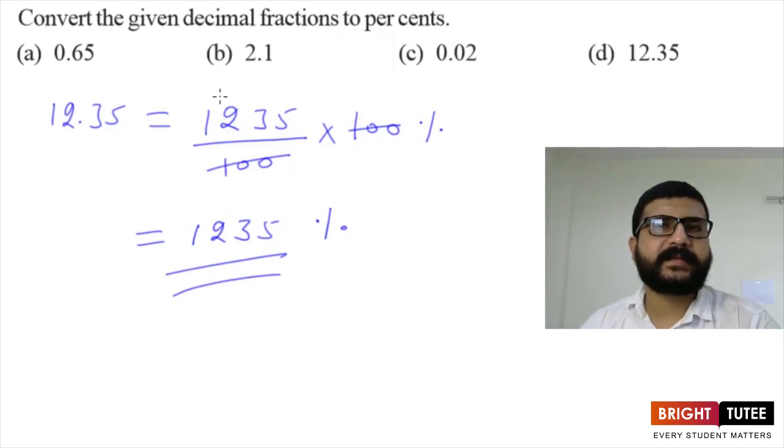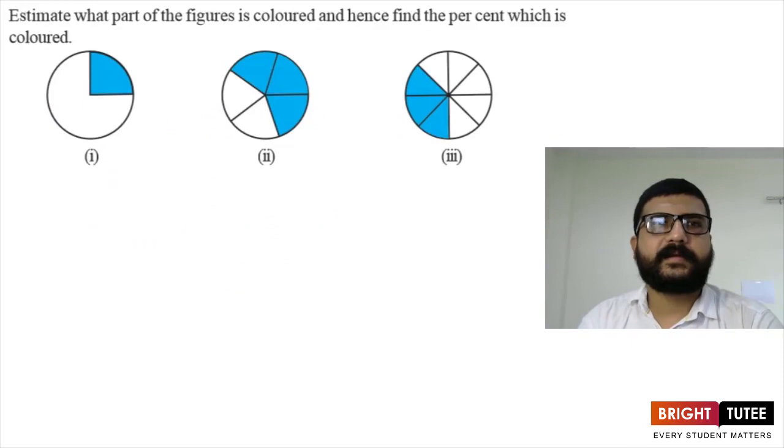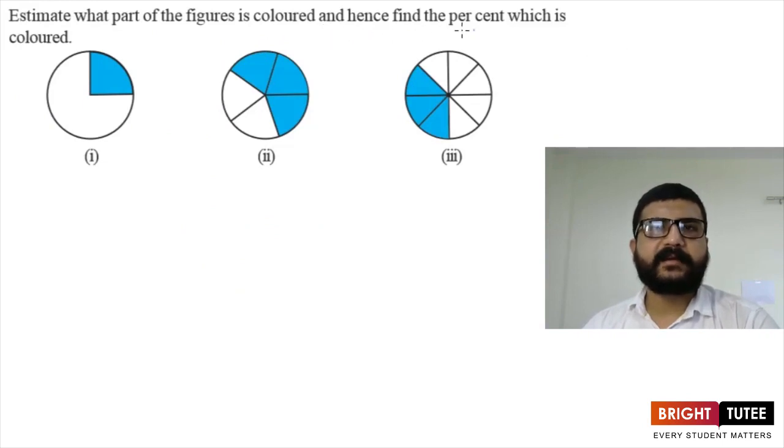We have noticed one thing here. If the decimal is greater than 1, then the percentage is also greater than 100. And if the decimal is less than 1, then the percentage is less than 100. Now the next question is, estimate what part of the figures is colored and hence find the percent which is colored.